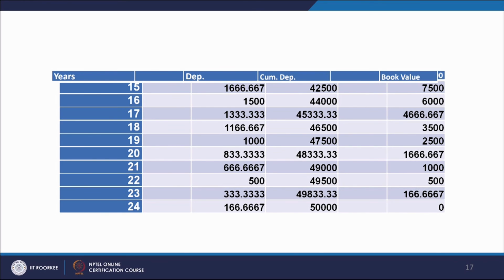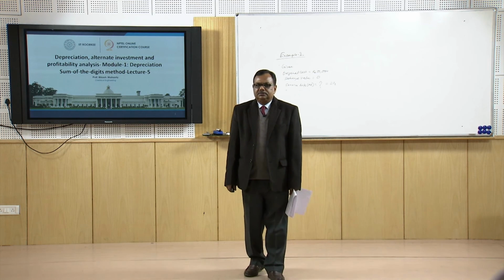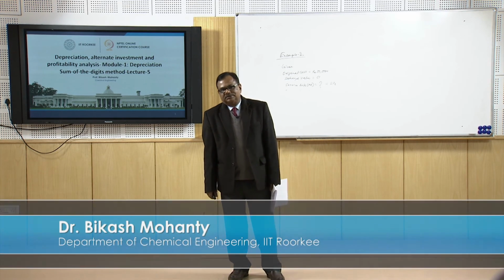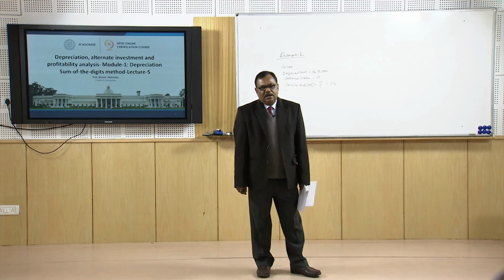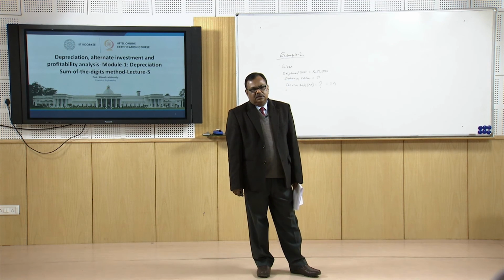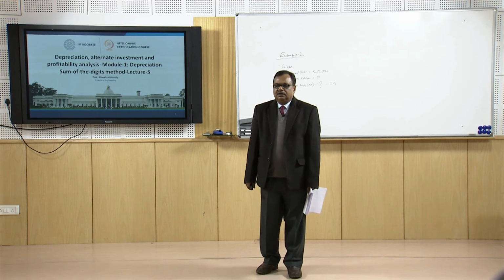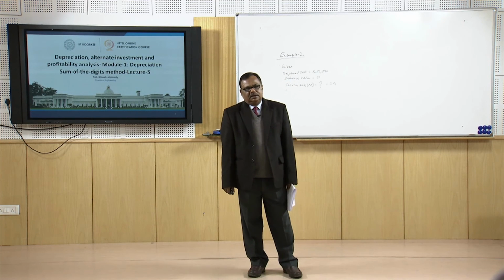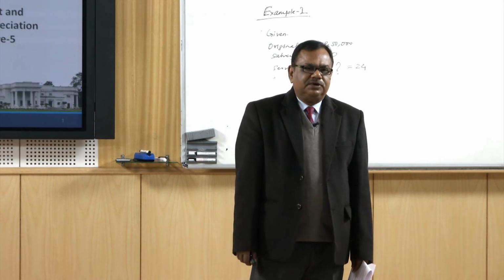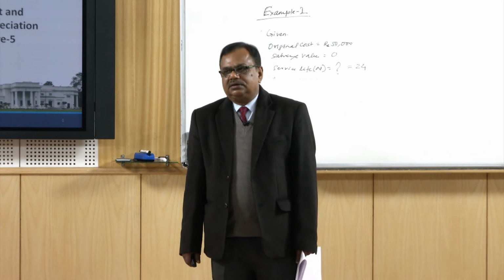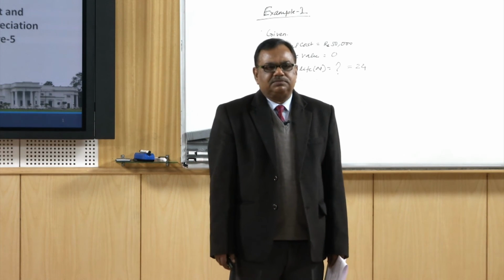Now, let me summarize. The monetary value of an asset decreases over time due to use, wear and tear, and obsolescence, and obviously this is the cause for charging depreciation. In this lecture I have demonstrated how to use the sum of the years digit method of depreciation and have shown you the benefits of the sum of the years digit method vis-a-vis the declining balance method and double declining balance method. Thank you.